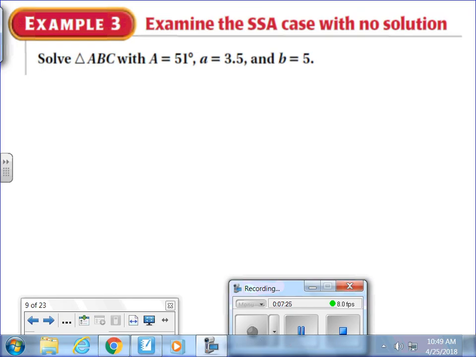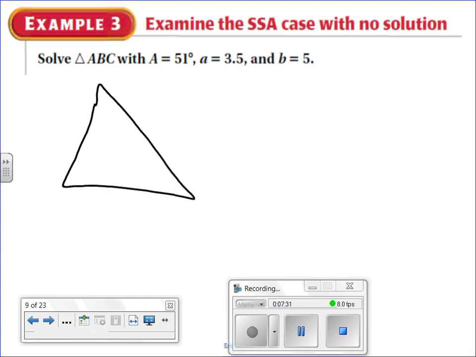All right, we're going to do another triangle. Let me go ahead and sketch it. This is a 51 degree angle. So I'll just go with this type of triangle. A is 51. Small a is 3.5. Small b is 5. If I put my small b down at the bottom, I have to put my large B up at the top. And that would make this large C and small c. There's my labeled picture.